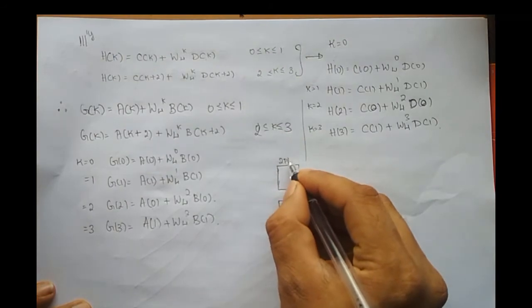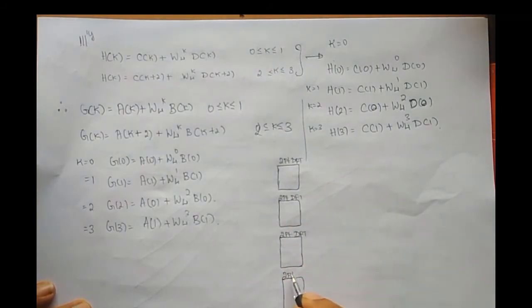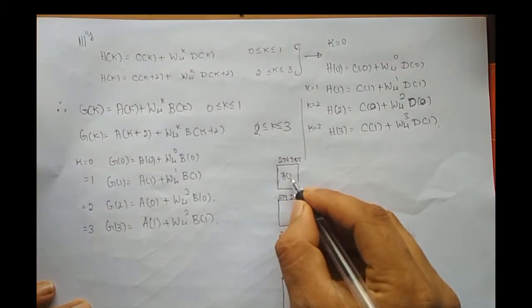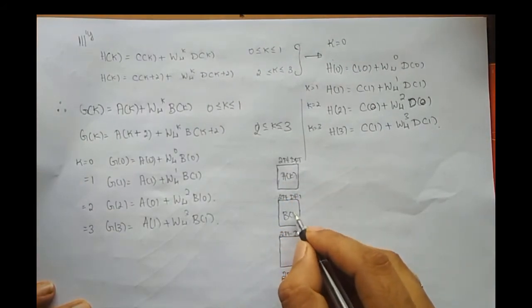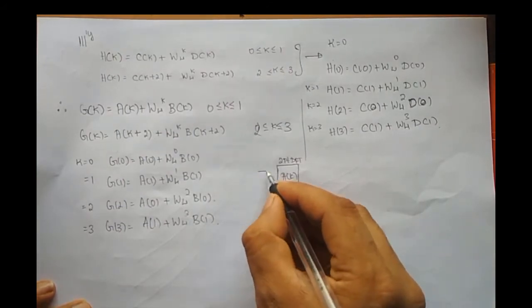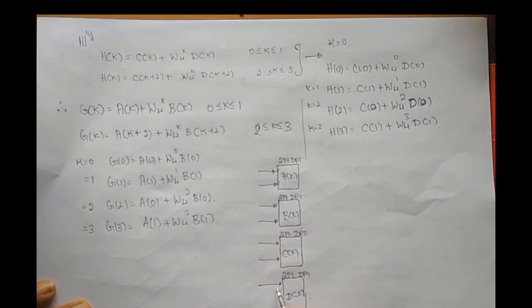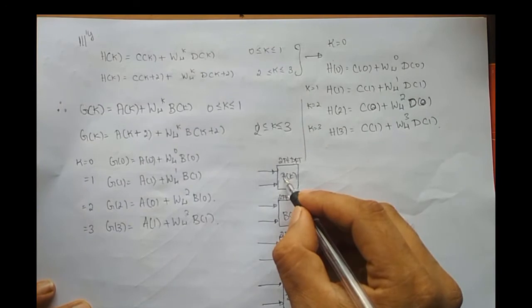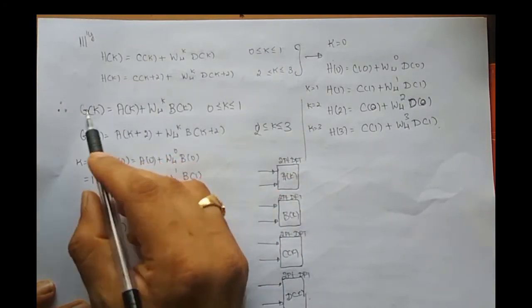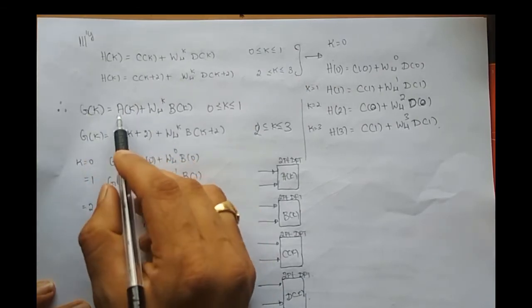So all these are 2-point FFTs, and this corresponds to a of k, this corresponds to b of k, this corresponds to c of k, and this corresponds to d of k. Right. Since this is a 2-point FFT, I have 2 inputs for every block. Now what is the input of a of k? So input of a of k is nothing but all the even index sequence of g of k, right?